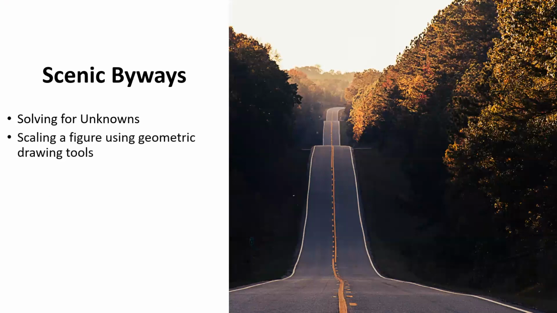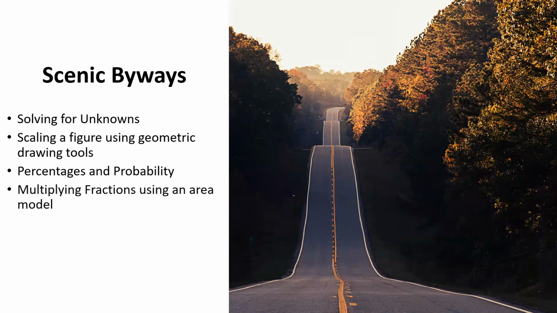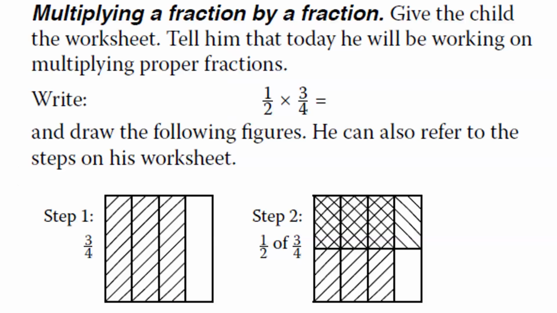We'll also teach the kids how to scale a figure. So from small to large or from large to small using their geometric drawing tools. We'll cover percentages again and probability. We're going to learn how to multiply fractions using an area model. Looks like this. This is super important because yes, we could tell the students how to do the algorithm, just multiply across and you get your answer.